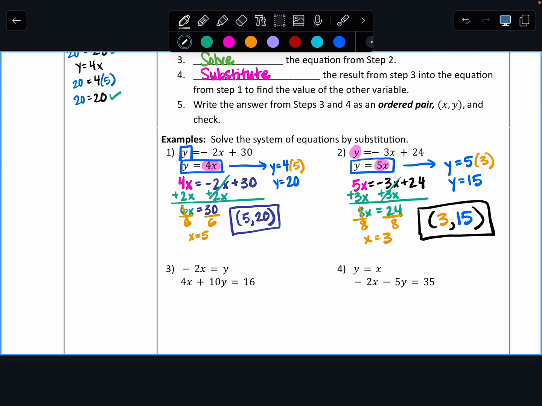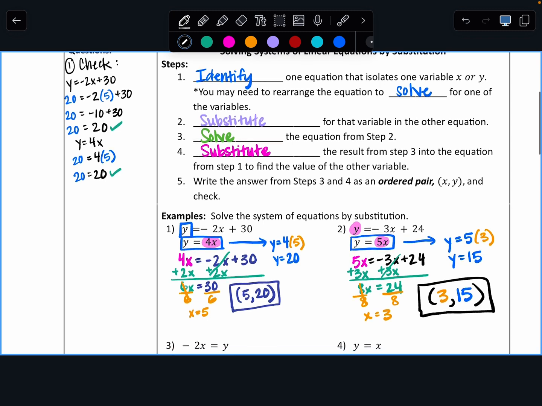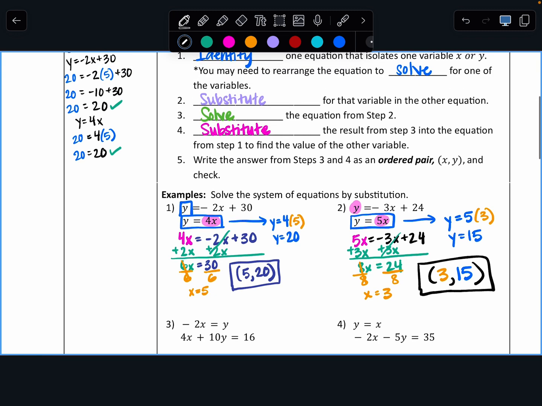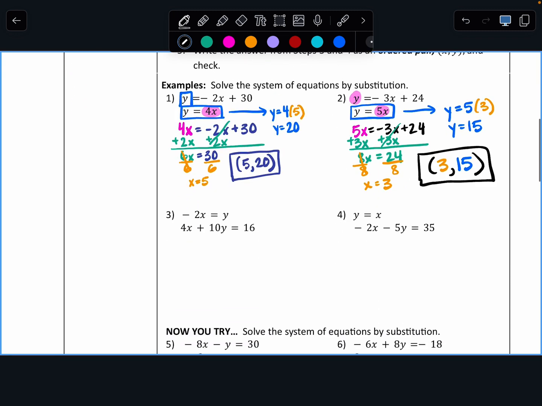You can again check your answer if you wanted to. Take both of those equations, plug in 3 for x and 15 for y, and make sure they work out to equal what they say they equal.